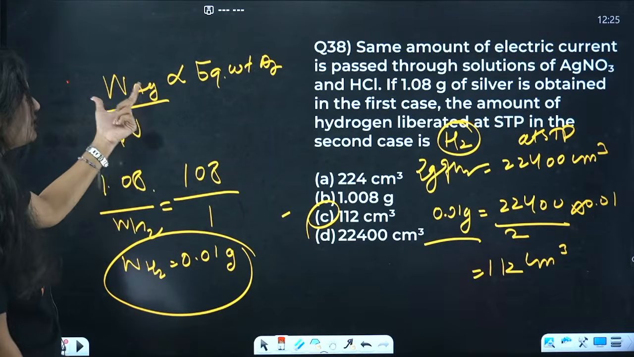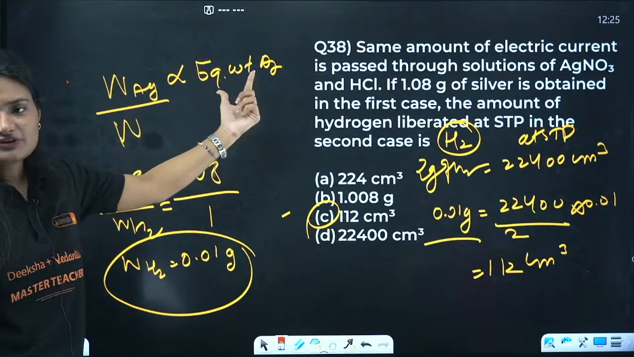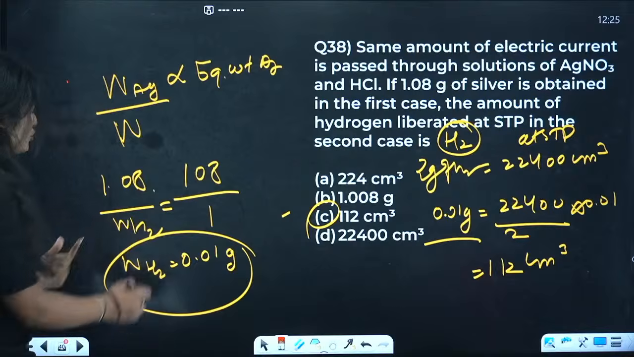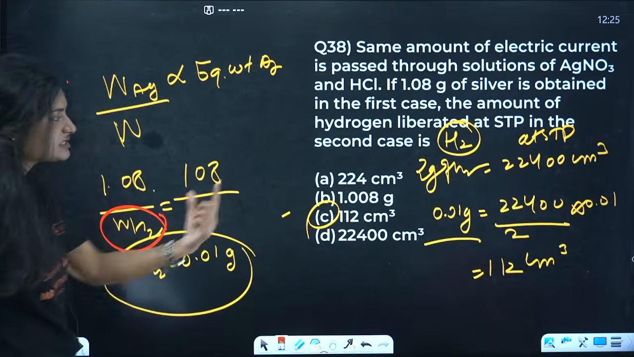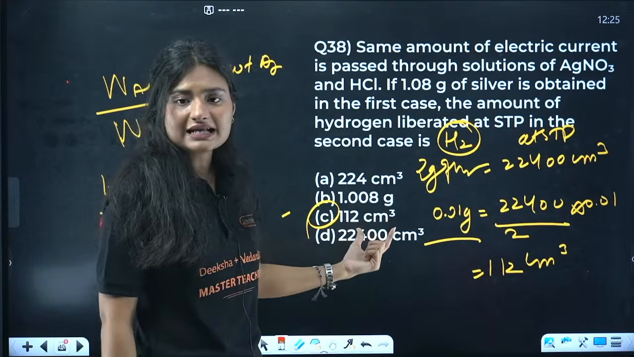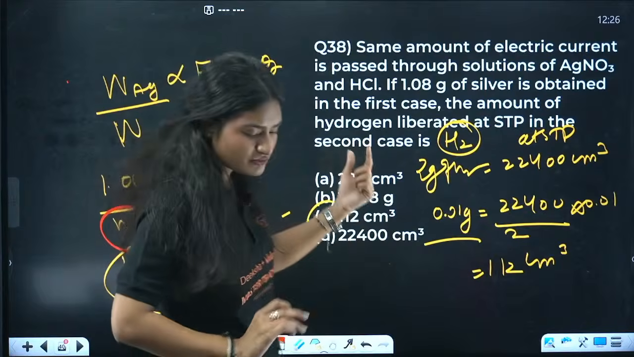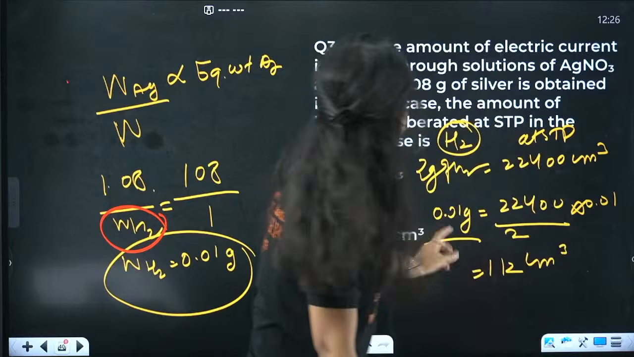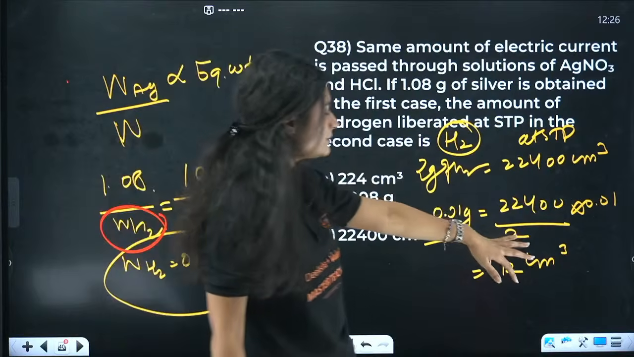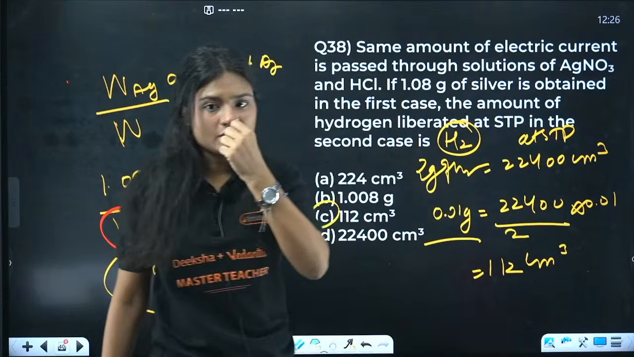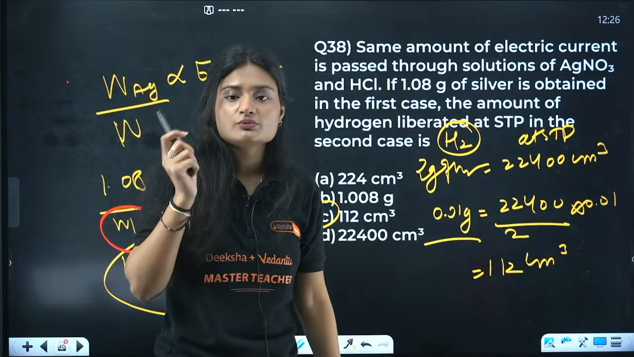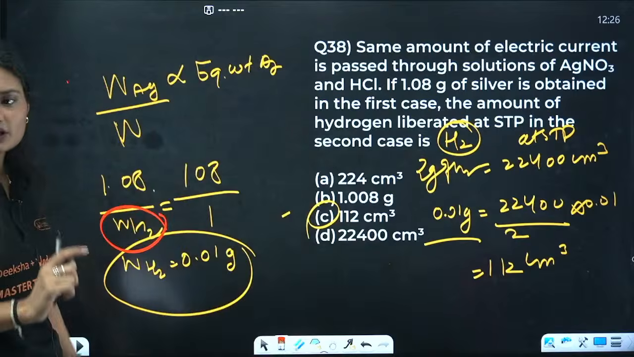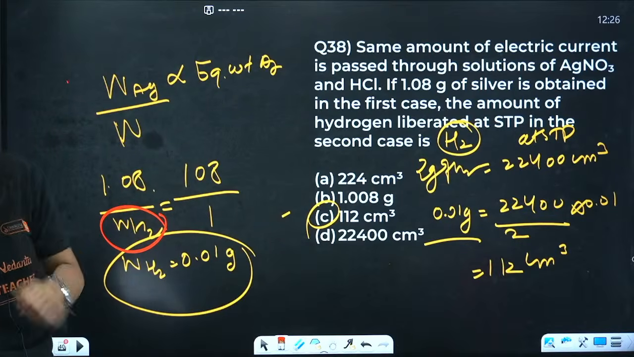So in this case, the weight of silver deposited is given. The equivalent weight of silver we know. The equivalent weight of hydrogen we also know. Okay, the amount of hydrogen we can calculate, but the answer is given in terms of volume. So 2 gram of hydrogen will give 22,400 centimeter cube. Okay, 0.01 gram will give 22,400 by 2 times 0.01. Now this 2 gram came because hydrogen weight is 2 gram, right? H2 molecule weighs 2 gram. That's why it came. Okay, so the answer will be 112 centimeter cube.